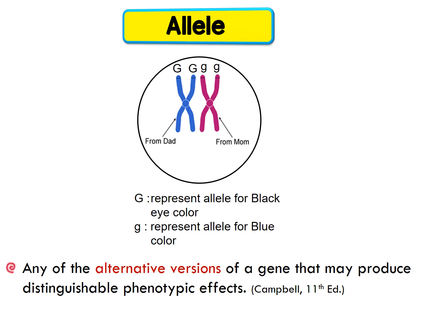The first terminology is allele. Allele can be defined as any of the alternative versions of a gene that may produce a distinguishable phenotypic effect. As we can see in the picture, both father and mother will carry their own allele, where the father will carry a black eye color allele and the mother will carry a blue eye color allele. So this is allele.